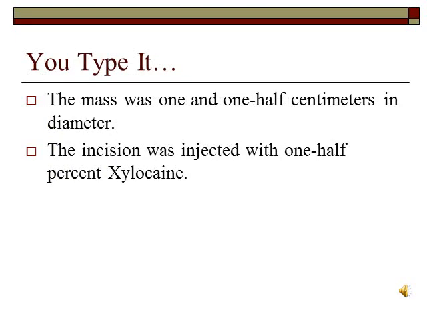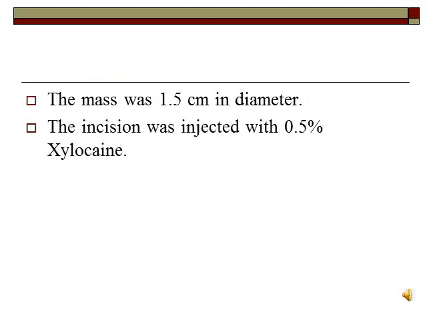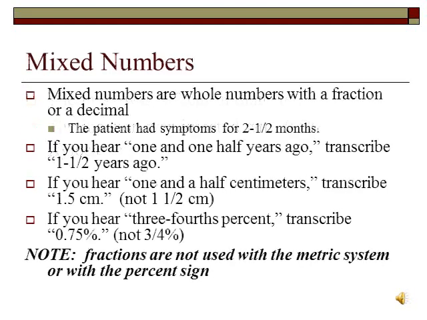Here's our next you type it. The mass was 1 1/2 centimeters in diameter. And another sentence, the incision was injected with 0.5% xylocaine. How are you going to transcribe those? The mass was 1.5 centimeters in diameter. That's how we're going to transcribe that one. The incision was injected with 0.5% xylocaine. Let's look at these a little closer in the next few slides.